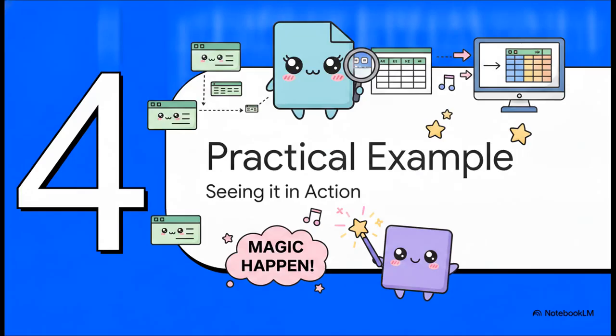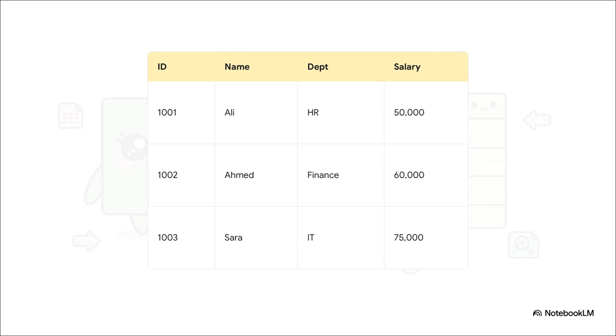Section 4. A practical example, seeing it in action. All right, we've got 4 columns here: employee ID, name, department, and salary. And we've got 3 rows of data: Ali in HR, Ahmed in finance, and Sarah in IT. Now, all that theory we just talked about is great, but let's actually apply the syntax we just learned so you can see the magic happen.